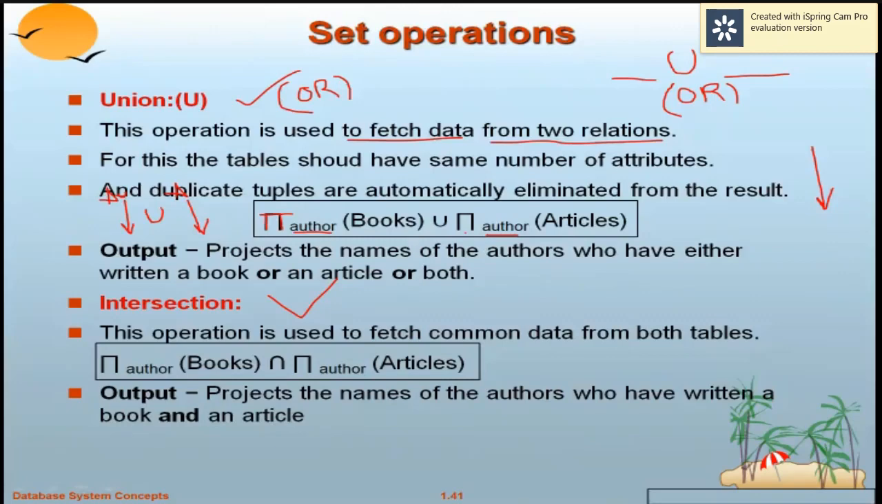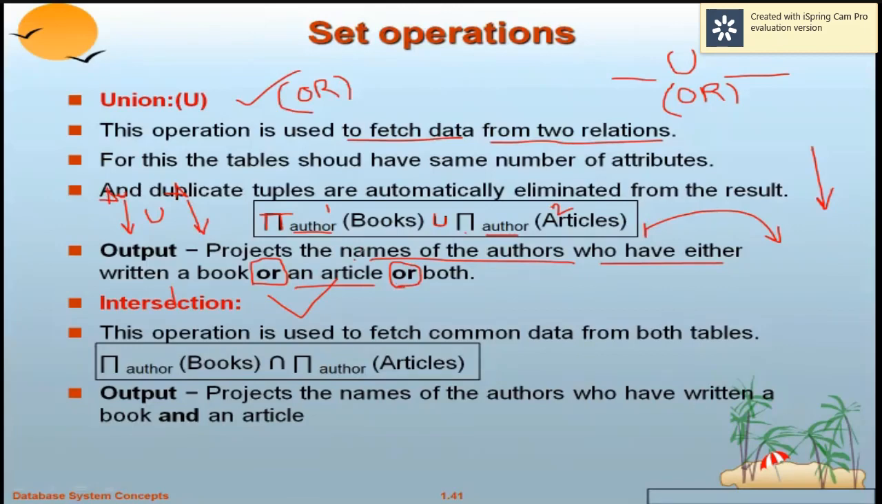So what data will you be pulling out? You have one output from this query, a second output from this query, and for both the outputs you are applying a union operator. Now you should be getting a final output here. So what final output are you getting here? It's nothing but the names of the authors who have either written a book, or, focus, you have OR here, an article, and again, or both. This is the condition, or both. So you have an OR condition over here.